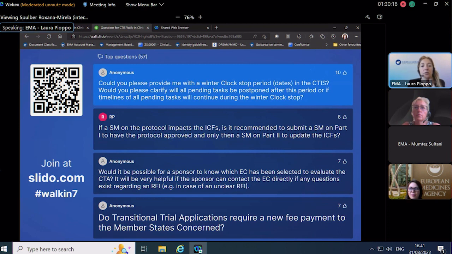Everything freezes. So the tasks will not continue during the clock stop. During this period, we pause the assessment, we pause the RFI's due dates. Basically, it's an acknowledgement of the fact that there are bank holidays in the member states and Christmas periods, and the assessment is put on hold. So I would say that the tasks are postponed after the period. The calculation of the due dates basically continues after, starting from the 8th of January.